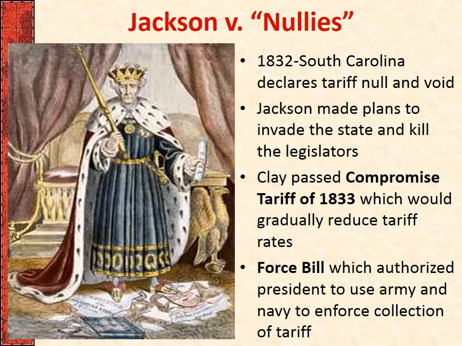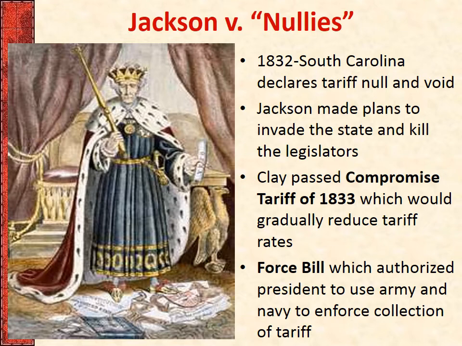So what does President Jackson do in response to this Tariff of Abominations? Well, in typical Jackson style, he makes plans to invade the state of South Carolina and to kill the legislators who passed the law. And he tells the Army and the Navy to basically get ready, get in position, and he's going to make South Carolina pay big time for challenging Andrew Jackson. Turns into a personal battle.